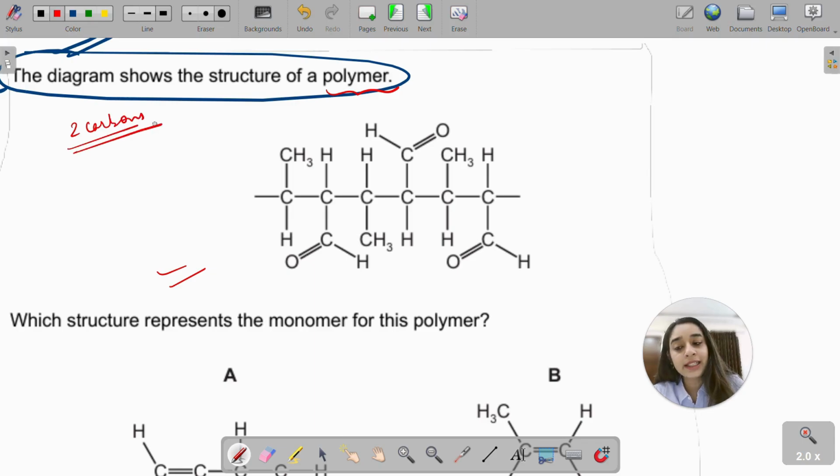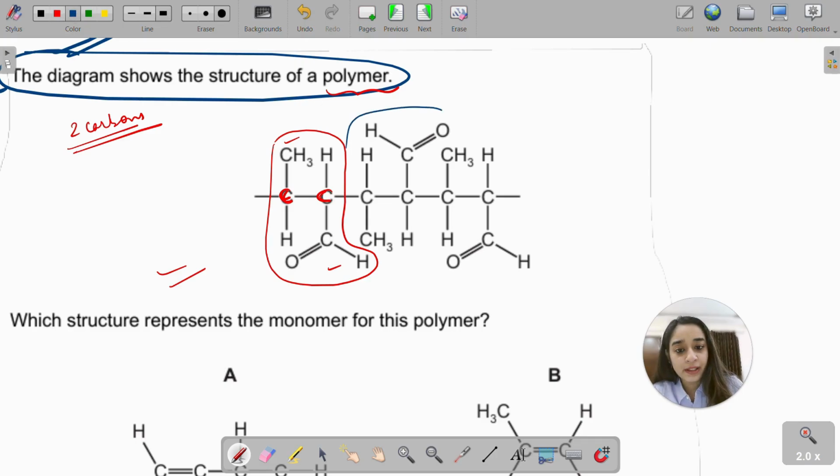Minimum. I'll tell you why. So we can see right here that this segment is being repeated. In this segment, there are two carbons. One has CH3, another has C double bond OH.